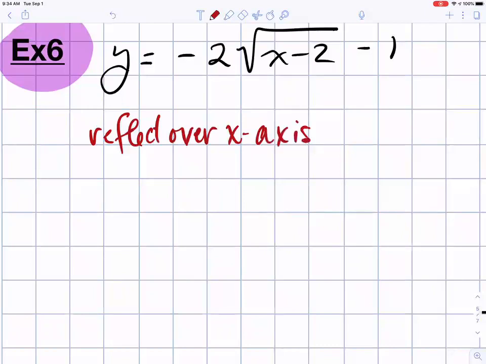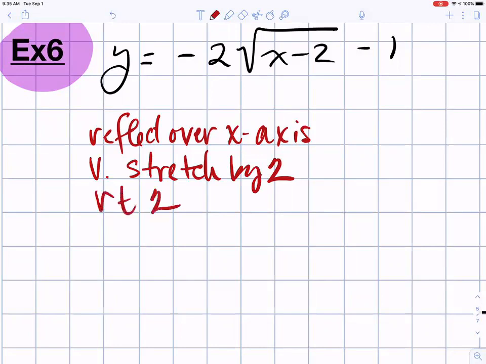What else? Say it again. I'm not going to accept that for full credit because I have multiple types of stretching. Vertical stretch by 2. Okay, because a vertical stretch looks different than a horizontal stretch. Okay, what else? Okay, yep, right 2 units. And one more thing. Down 1.